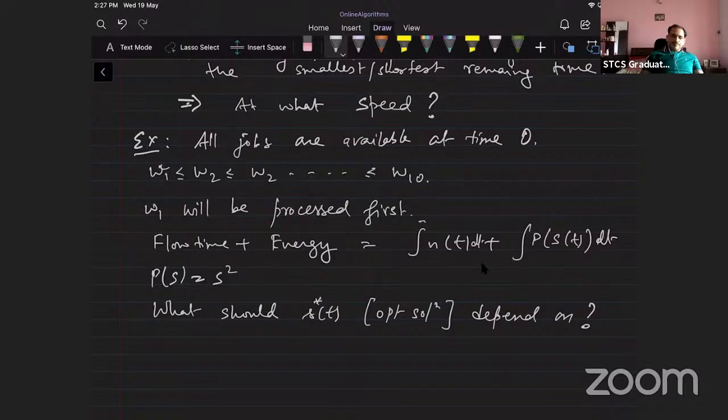Anyone? Give me a convincing answer that it should not matter what the sizes of those jobs are.